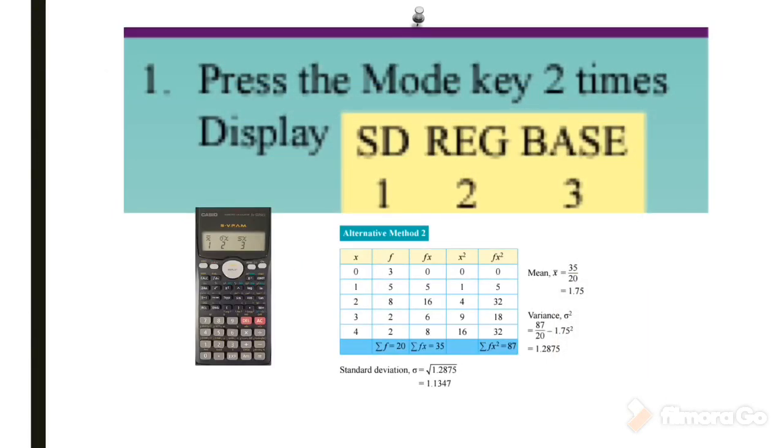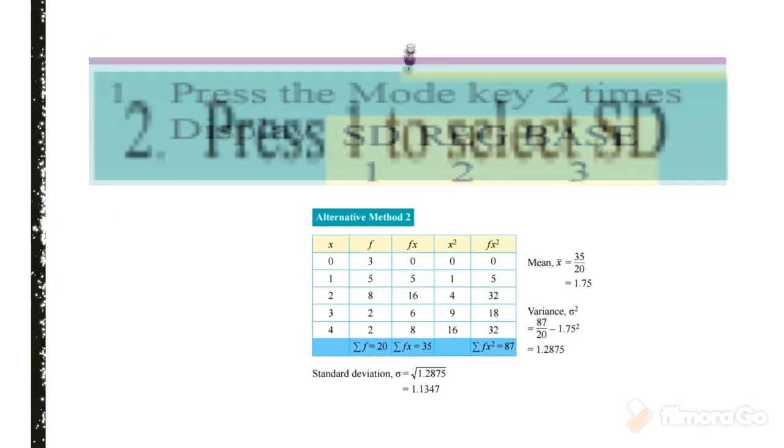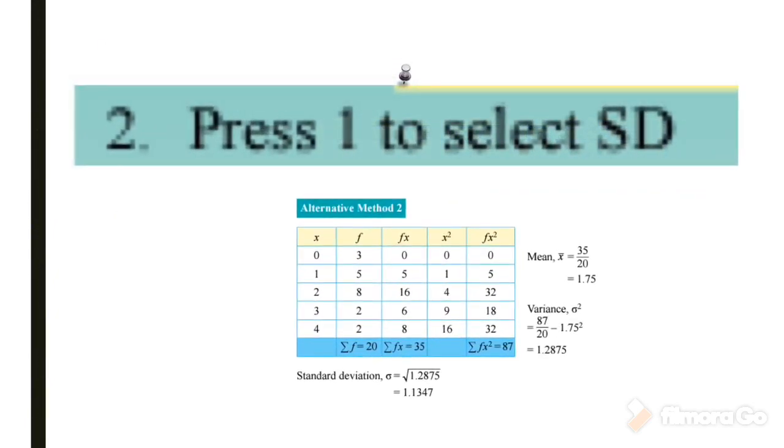Okay, there are steps to follow. Step 1, you press the mode key 2 times and you will see the calculator display SD, REG and BASE. So you have 1, 2 and 3. Of course, you have to choose a number. You want SD, so you choose 1. Press 1 to select SD.